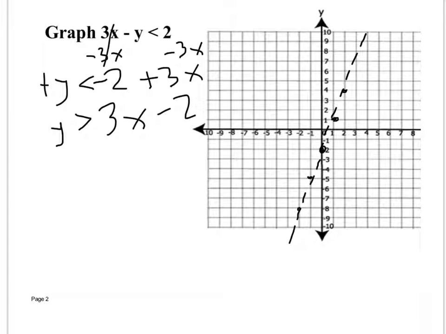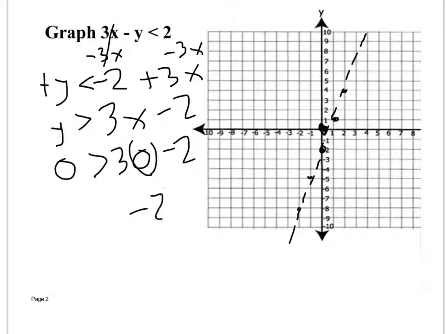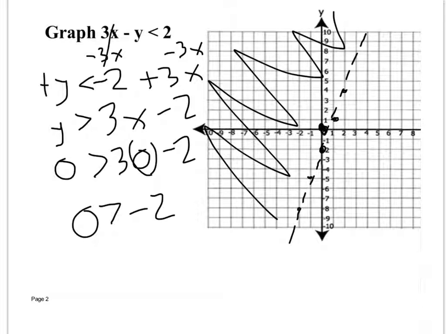Now I pick a test point somewhere not on the line. My favorite one is 0, 0. It's not on the line, so that's okay. I can use it. It makes things easier. Plug 0 in for x and 0 in for y and see if it comes out true. 3 times 0 is 0. 0 minus 2 is negative 2. Is 0 greater than negative 2? Yes. So this is the side I shade.